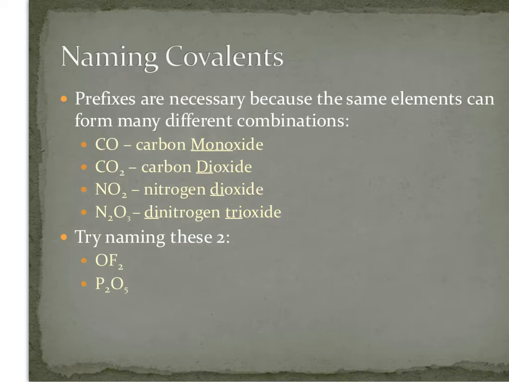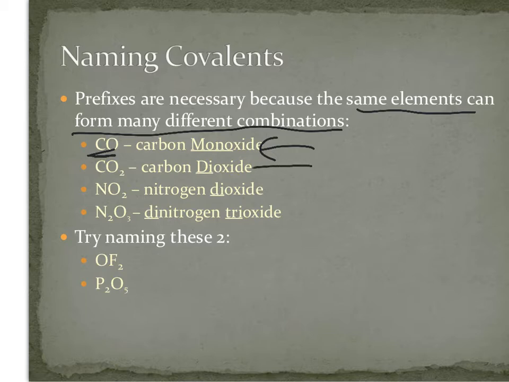So you might be asking yourself, why do we need to use prefixes? Well, the answer is that the same elements can form many different combinations when we talk about covalent bonds, because we're not dealing with charges, we're dealing with shared electrons. Here's one: CO. Carbon and oxygen can form carbon monoxide with one oxygen, or we can form carbon dioxide with two oxygens. So we need to tell the difference, so we use those prefixes.